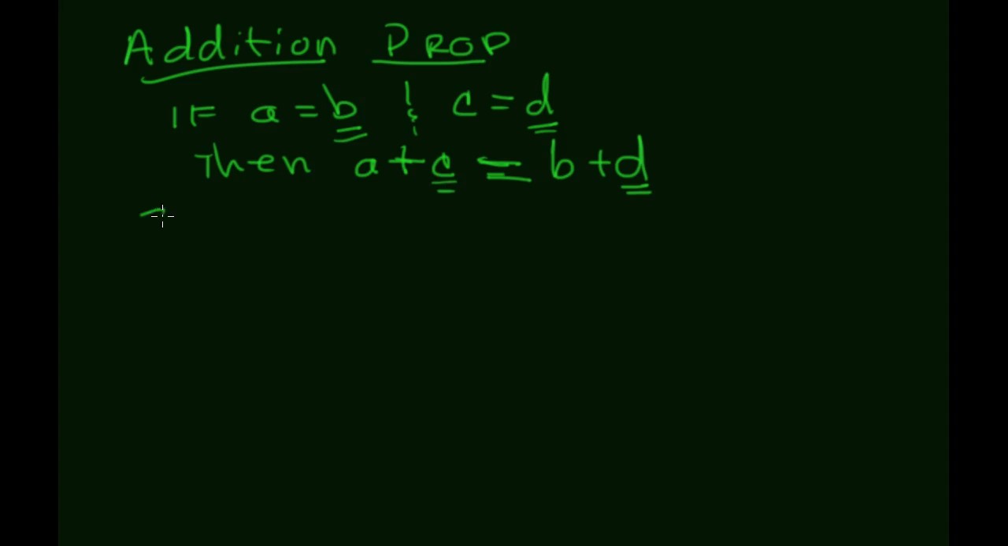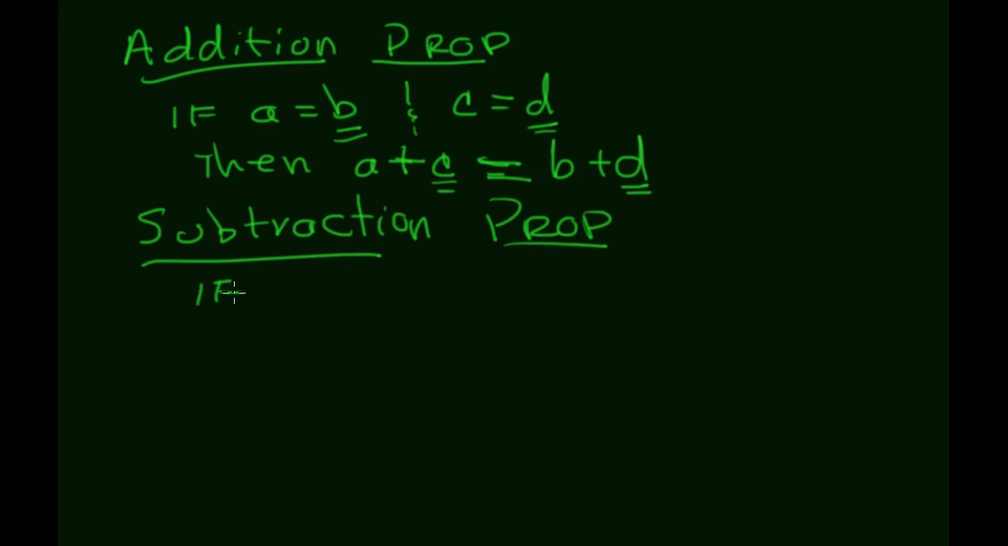If you can add to both sides of the equation, you can also subtract. So we have a subtraction property. Okay, so in a subtraction property, again, we have A equal to B, and we have C equal to D. Then this time we're going to say if I subtract C from one side and D from the other side, the equation still holds. It basically says if I subtract the same thing from both sides, I'm good to go.